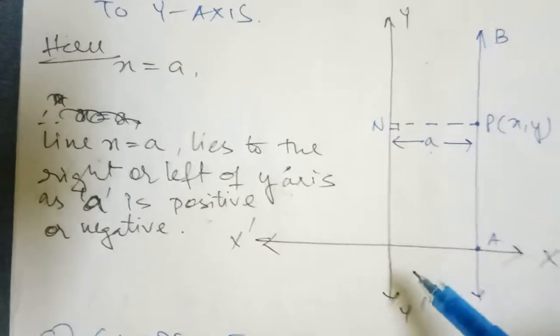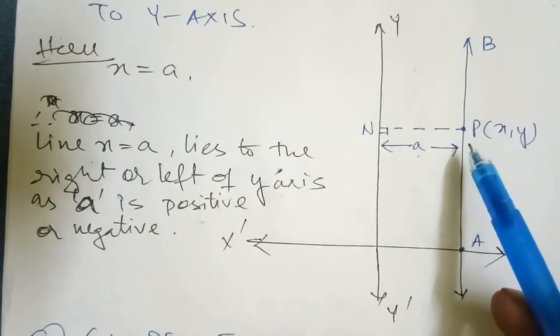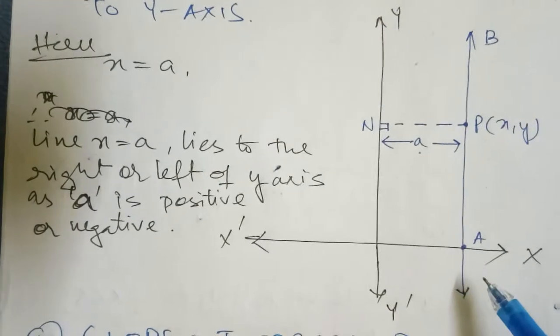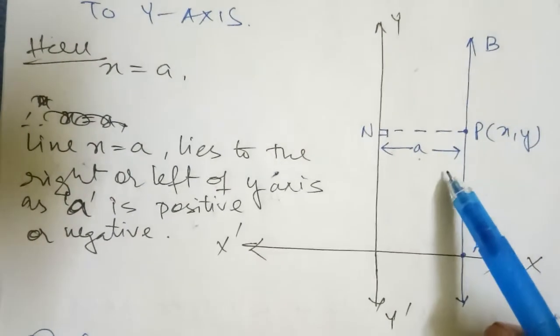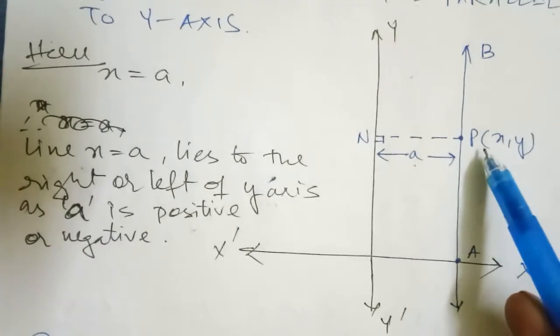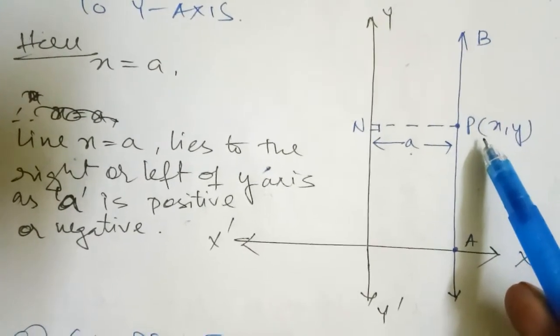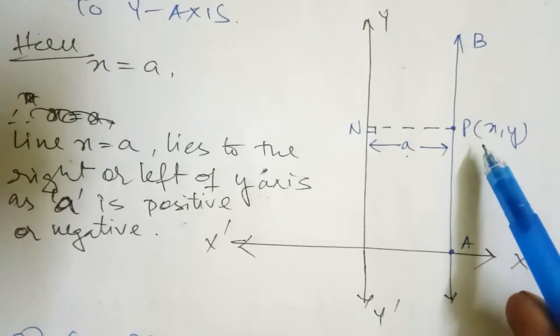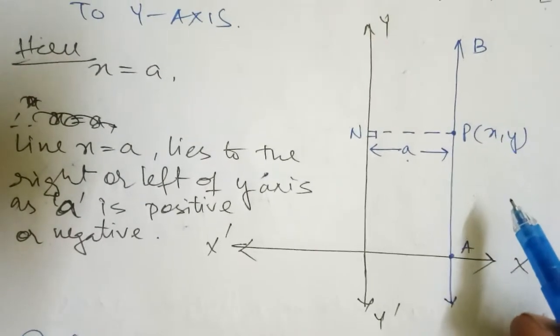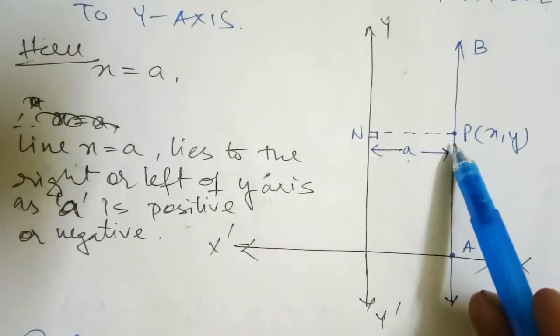Suppose AB is a straight line parallel to the y-axis. Then the abscissa of every point on the line AB is a constant a. Now P is given, suppose one coordinate of any point on AB. From P draw PN perpendicular to the y-axis, and NP equals x.